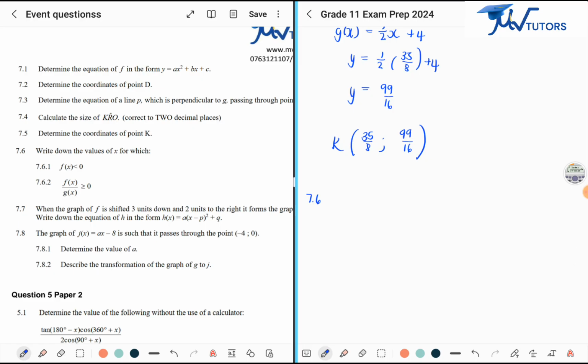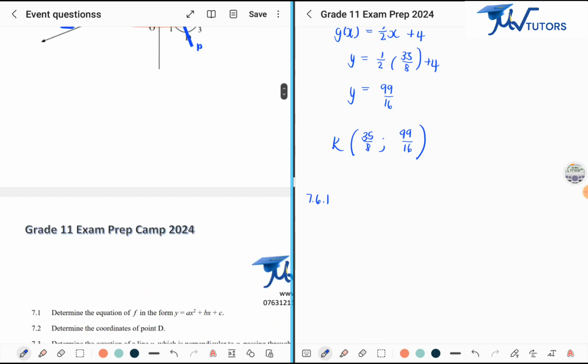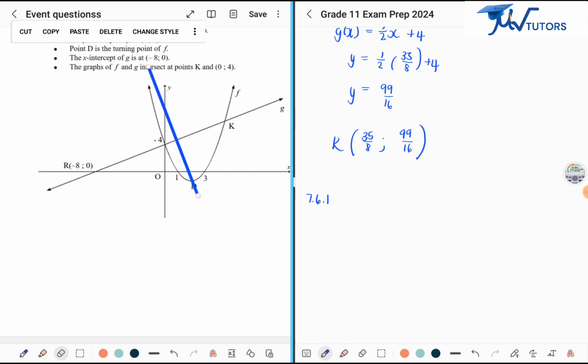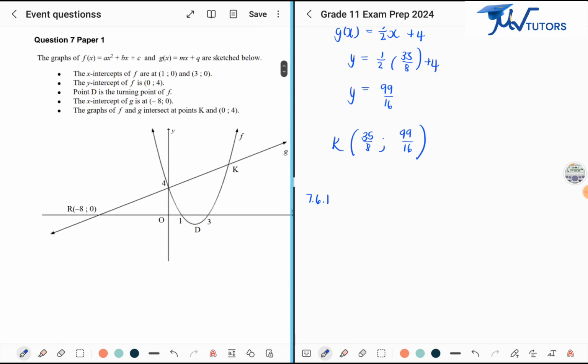Write down the values of x. Ooh, this question, many students struggle with, but it's actually not that bad. Let me show you. So write down the values of x for which f of x is smaller than 0. What you do here, let's erase everything. You are going to look at your function there, f of x. Let's also delete that. This is, the parabola is f of x.